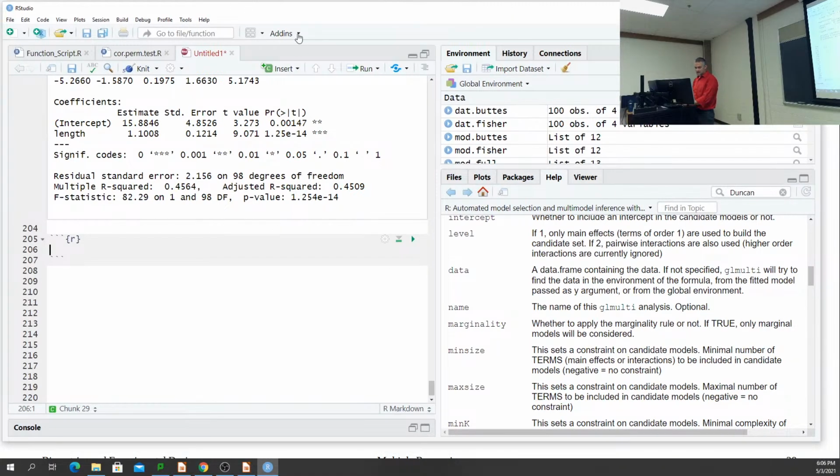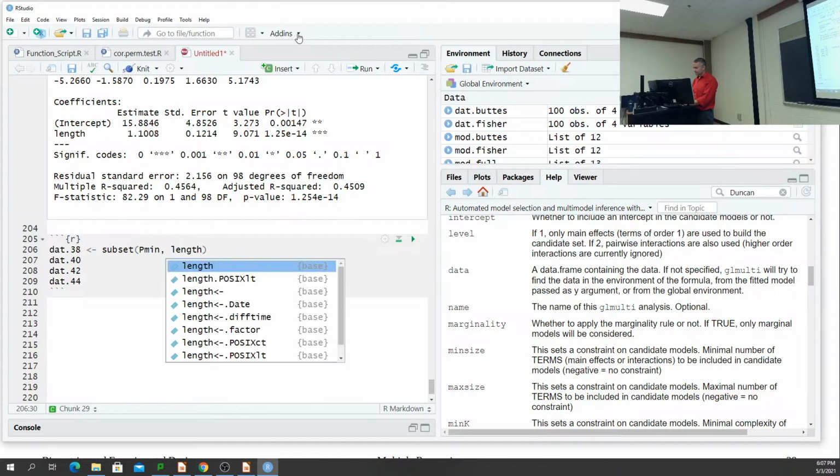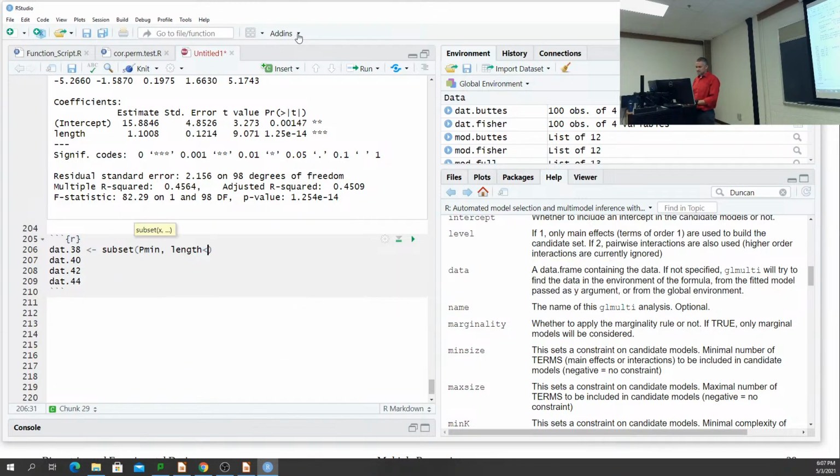So we're going to do our bins. I already have the example where I pass it to subset. So we'll do dat38, dat40, dat42, and dat44. I'll make my individual data sets. So we're doing a subset of our pmin where length is less than 38, which does not include the value 38. What I did was just arbitrary: I said I'm going to include that upper number, so I did less than or equal to 38.